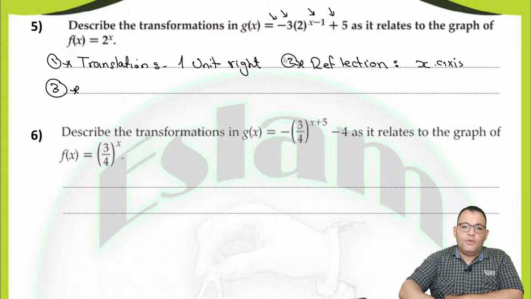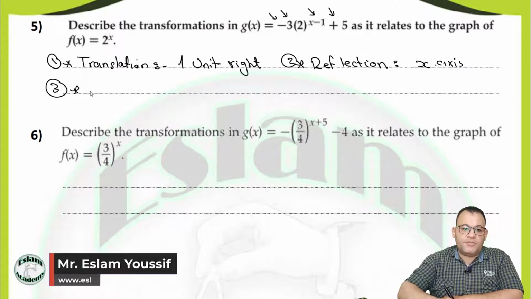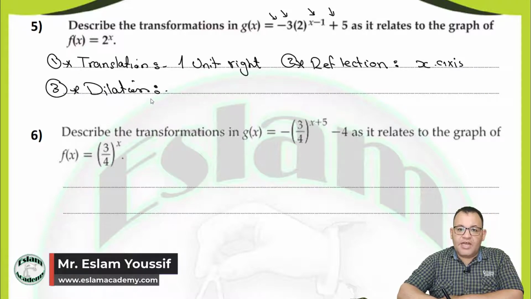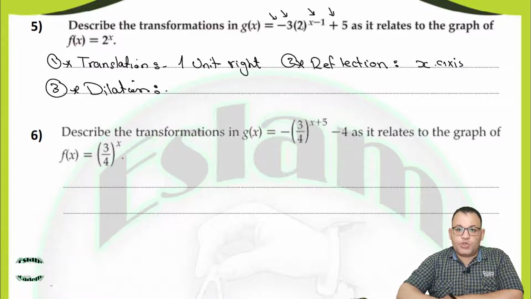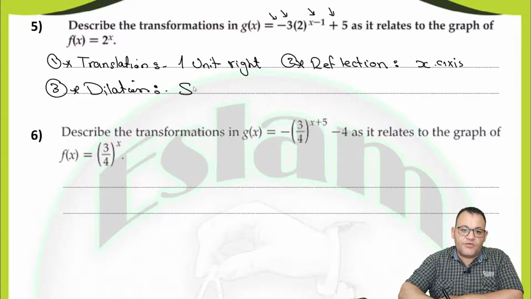So that's number 1, number 2. Number 3, you multiply a number by the function. It means we have dilation. Because you multiply it by a number more than 1, it means you stretch it vertically and compress the horizontal. Now you multiply it by y or the function, it means you are looking at the vertical part, which is a stretch vertically. Number 4 and the last one, you add 5 to the function. It means we have translation 5 units up.